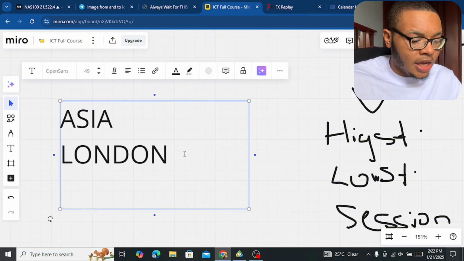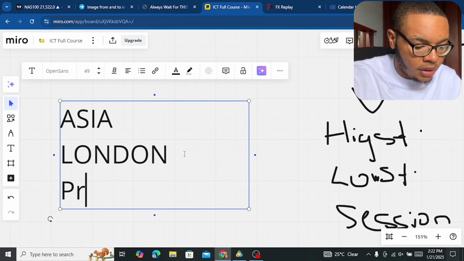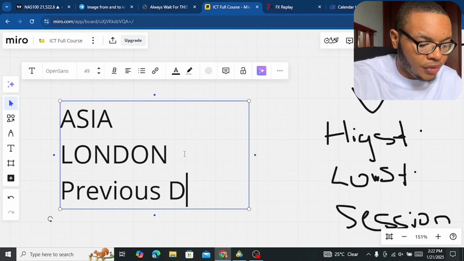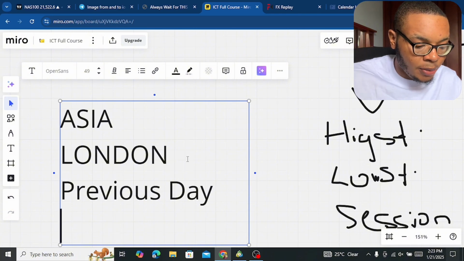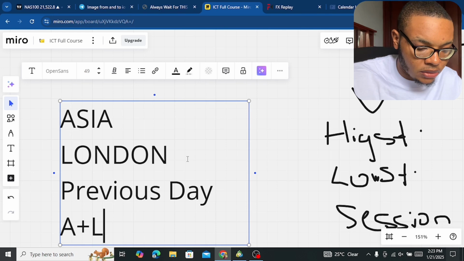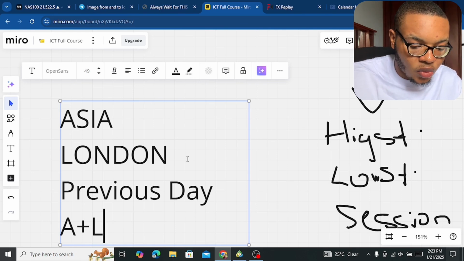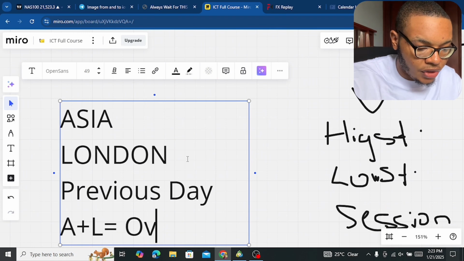Asia, in London, and previous day. Since you're gonna be trading New York, right? I'm not including New York. Previous day, and one more is Asia plus London. Asia plus London, right? Which is the overnight, which brings the overnight liquidity.